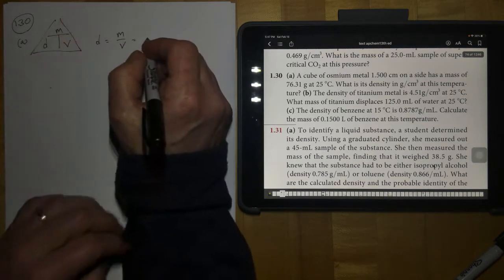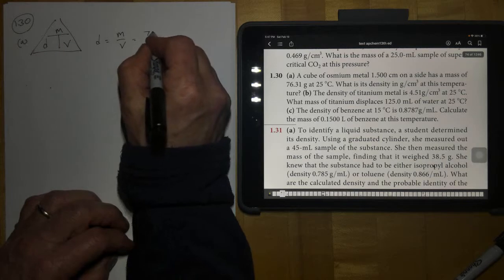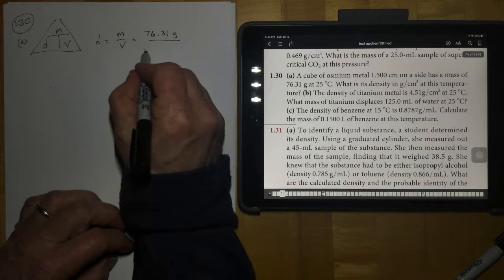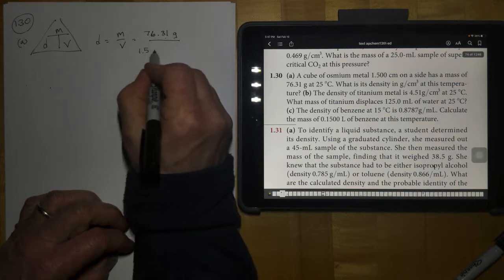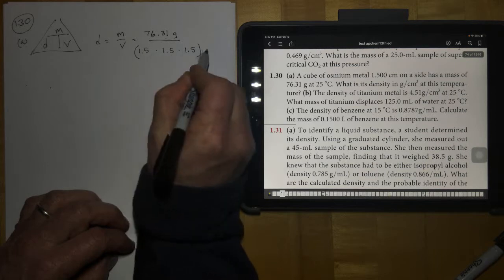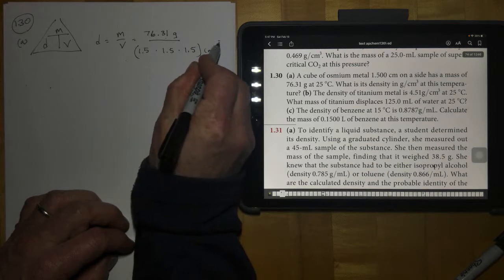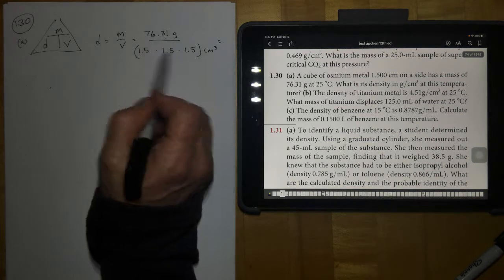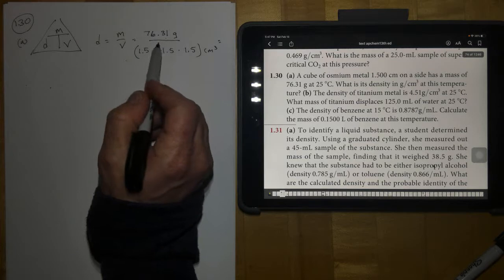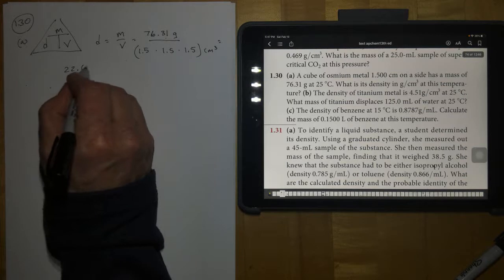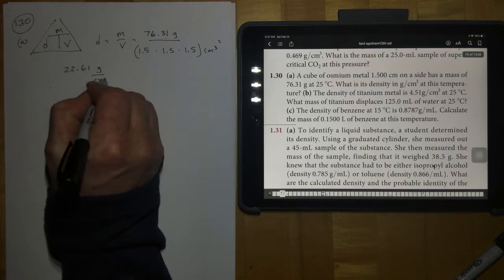And it tells us the mass is 76.31, and that's grams. And then we're going to divide it by 1.5 times 1.5 times 1.5, because we need the volume, and of course that'll give us cubic centimeters. And remember, a cubic centimeter is equal to a milliliter, so then when you multiply these together and then take 76.31 and divide it by that, you end up with 22.61 gram per milliliter or gram per cubic centimeter.